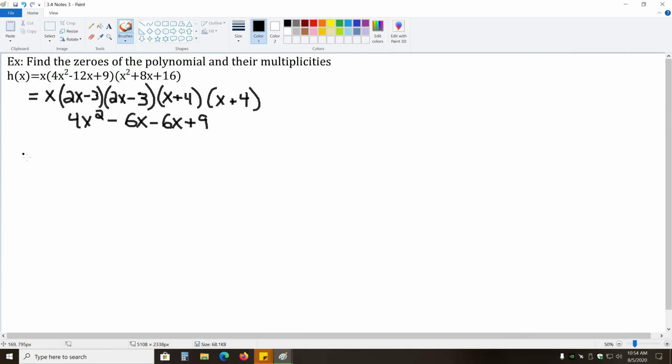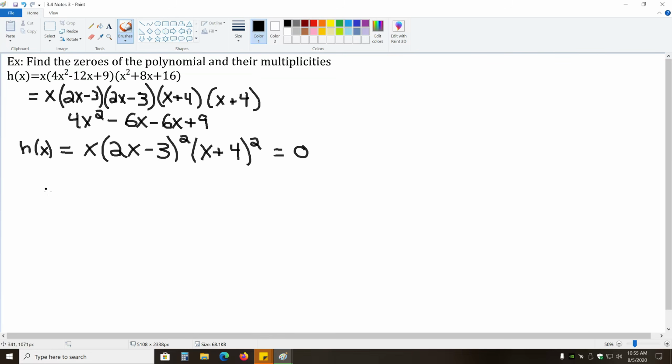So we can now rewrite h of x, which gives us x times 2x minus 3 times 2x minus 3, which is 2x minus 3 squared. And then x plus 4 times x plus 4 is x plus 4 squared. So we now can find the zeros and their multiplicities by setting the function equal to 0 and solving.